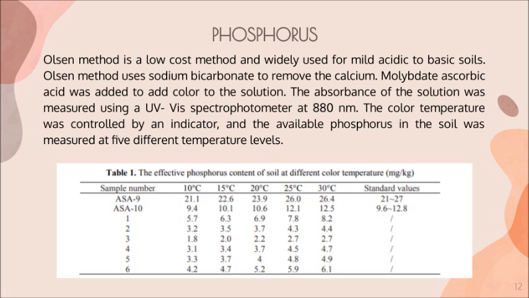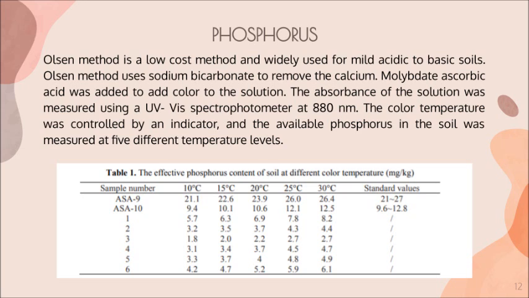As you can see in the table below, as the extraction temperature increases, the availability of phosphorus content of all the samples increases. At 25 degrees Celsius, the available phosphorus content was 2.7 to 26.4 mg per kg, with an average value of 8.5 mg per kg. 25 degrees Celsius is used as the standard temperature.